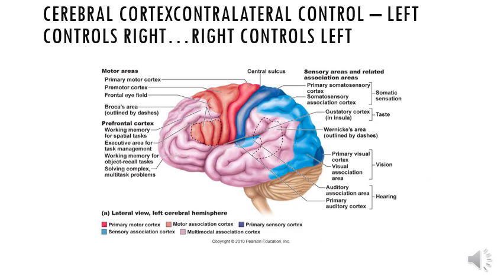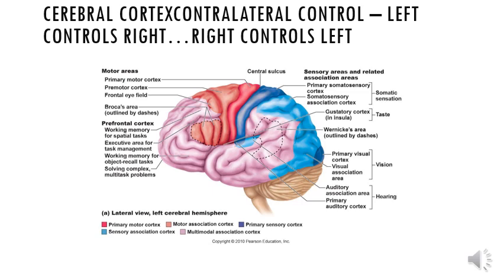Okay, so we've got a much nicer looking illustration here, and the title of our slide reads, Cerebral Cortex Contralateral Control. Left controls right, right controls left. So before we actually talk about the mapping of some of these functional areas of the cerebral cortex, remember you've got a left cerebral hemisphere and a right cerebral hemisphere. And you understand both of those cerebral hemispheres are connected by something called the corpus callosum, which is a region of white matter that is buried deep underneath the cerebral cortex.